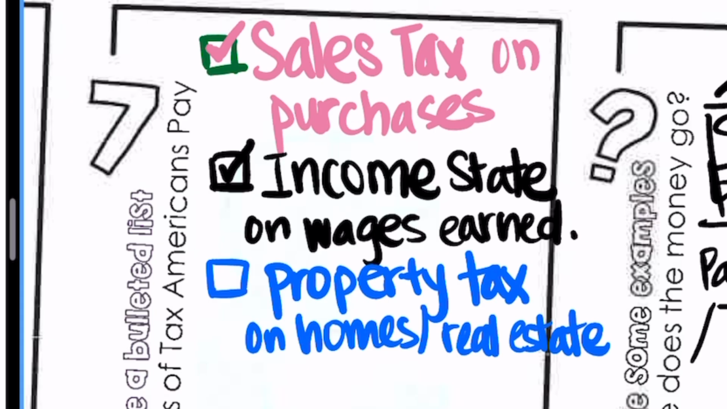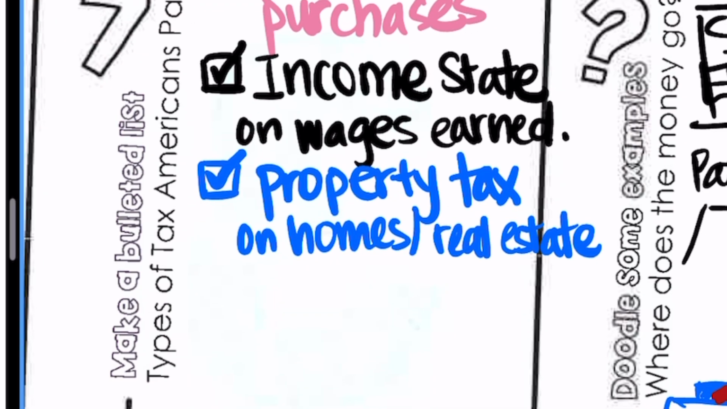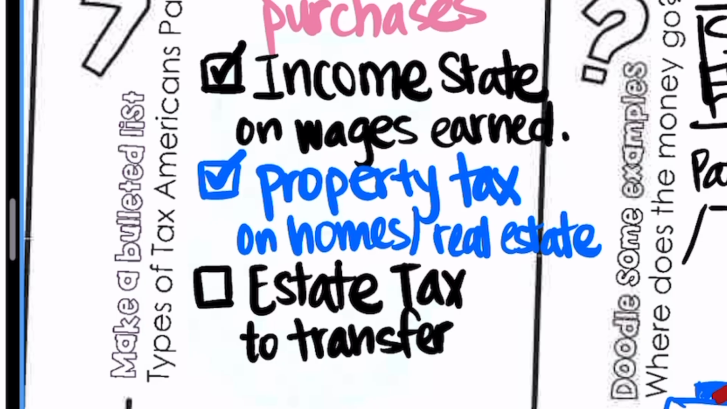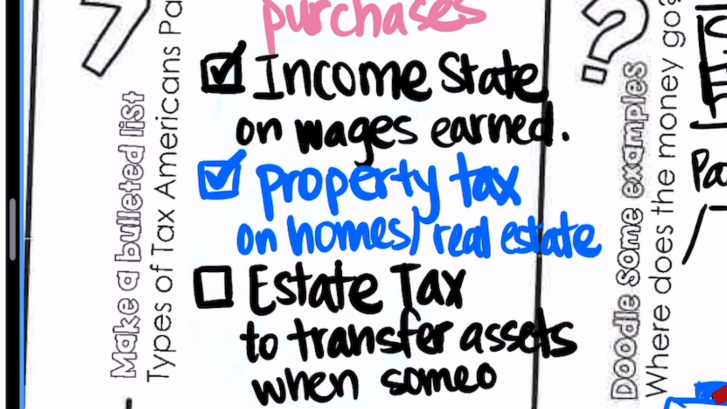Okay. All right. So property tax, check. And then the next one, estate tax. Like, to transfer assets when someone dies. So for example, you get an inheritance from your grandparents or your parents. That would be part of the estate tax. Okay?